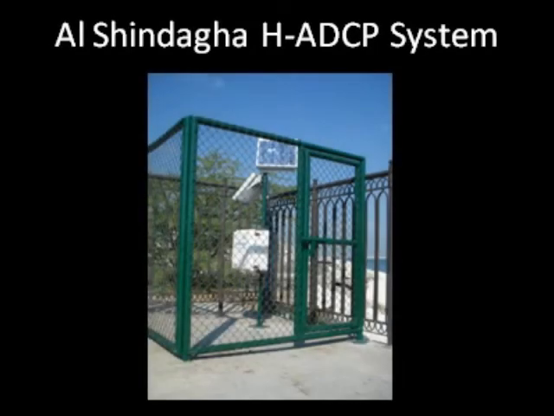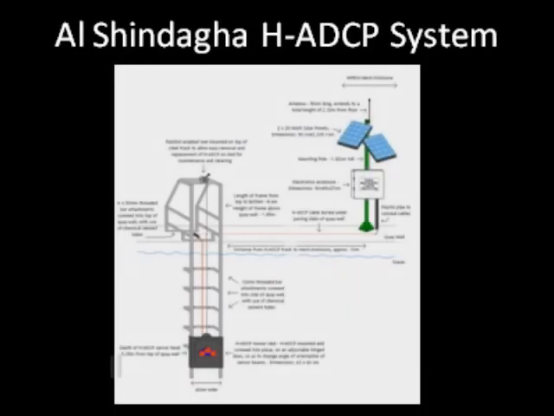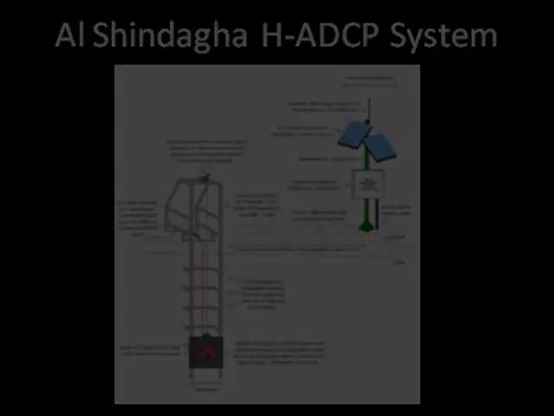The Al Shindaga setup consists of a horizontally mounted ADCP, which measures cross-channel currents, and a tide gauge, both of which are mounted to the quay wall and hardwired directly into a land-based electronics enclosure. The HADCP is attached to this runner track so that it can be winched up and down easily when needed for routine maintenance and cleaning.